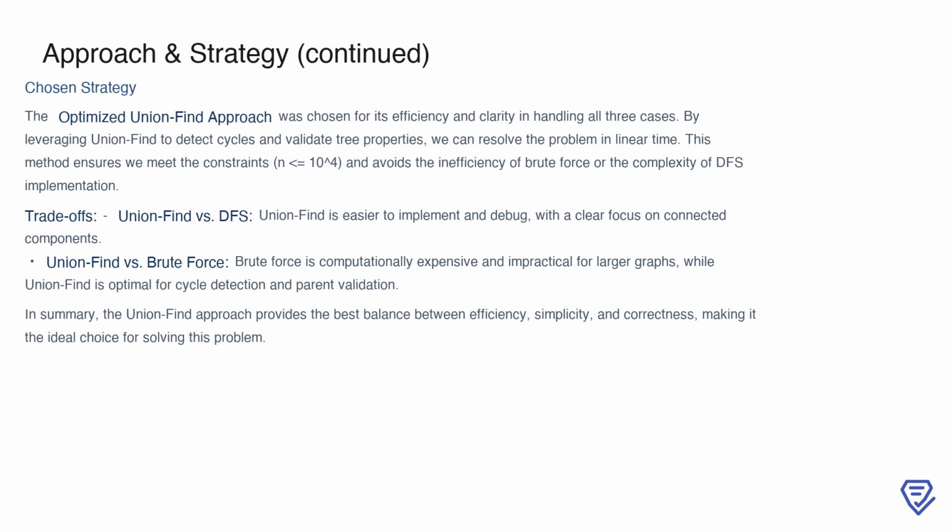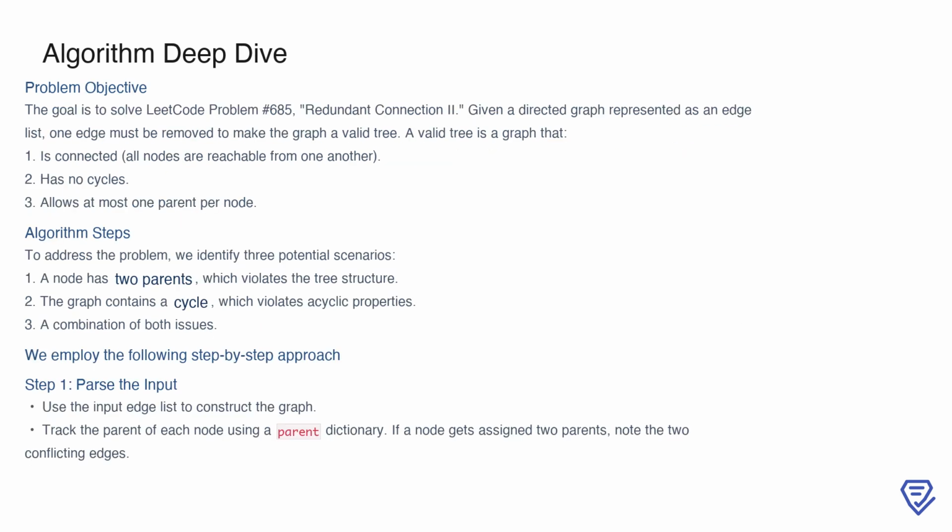The objective of this problem is to identify and remove a single edge from a directed graph so that the graph becomes a valid tree. For a graph to qualify as a valid tree, it must meet three key criteria. It must be connected, meaning all nodes are reachable from each other, it must not contain any cycles, and each node can have at most one parent. To solve this problem, we need to handle three potential scenarios: a node with two parents, the presence of a cycle, or a combination of both issues.